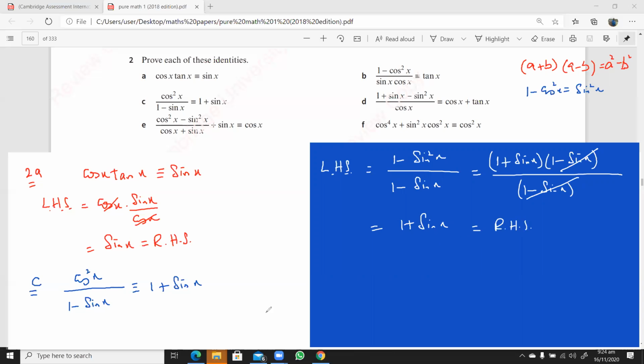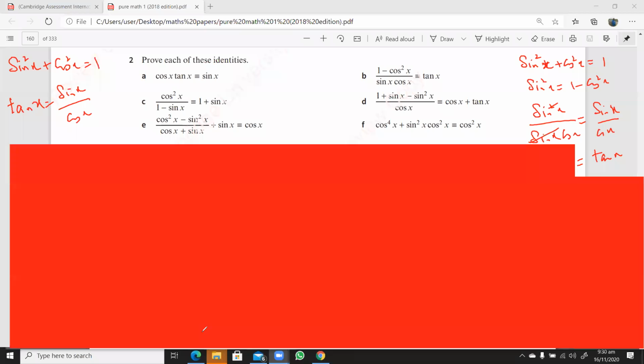Okay. So I give you some time here to try these, and then I'll come back and show you how you can prove these identities. Okay, part D. We have 1 plus sin x minus sin square x over cos x. We have to show that that is going to be cos x plus tan x.